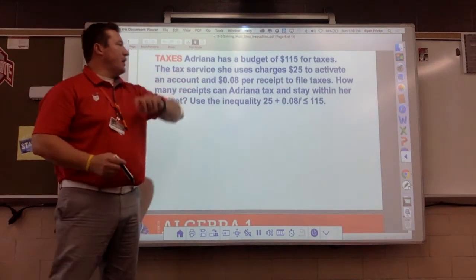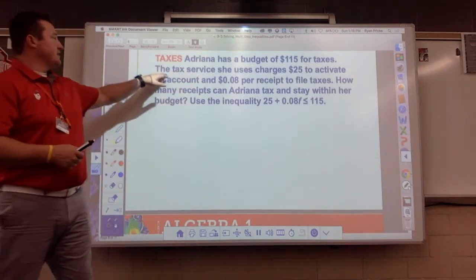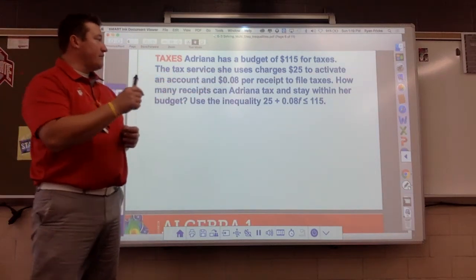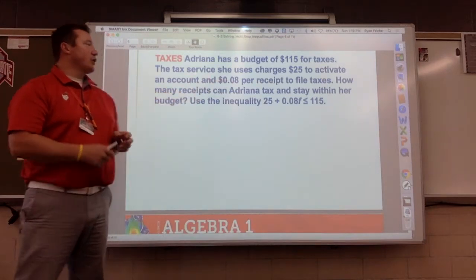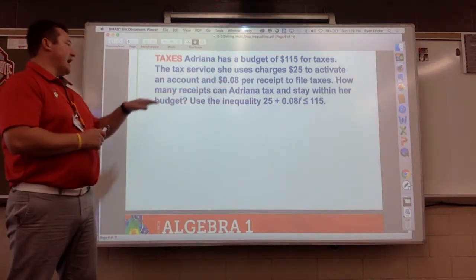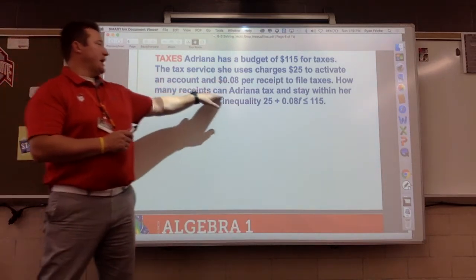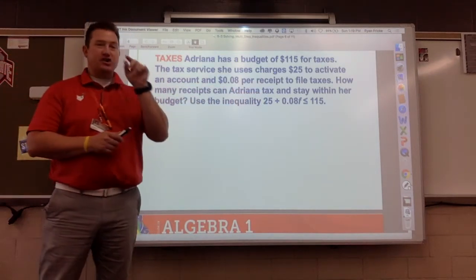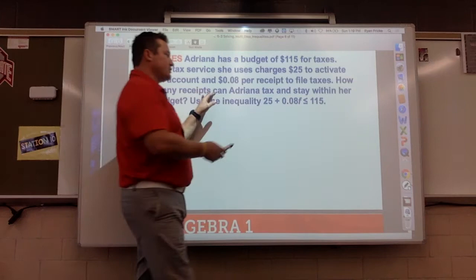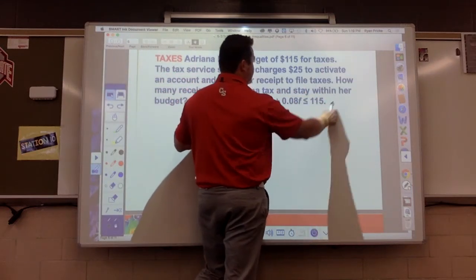Adriana has a budget of $115 for taxes. The tax service she uses charges $25 to activate an account, okay, and 8 cents per receipt to file taxes. How many receipts can Adriana tax and stay within her budget? Remember, her budget was $115. Oh, this was so sweet of them. Look at that. They wrote this for us.